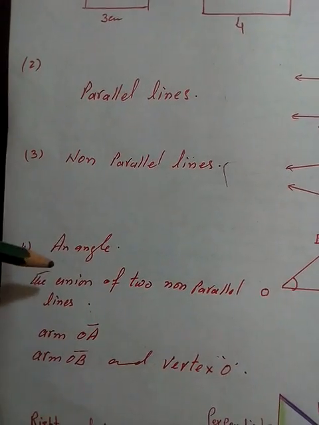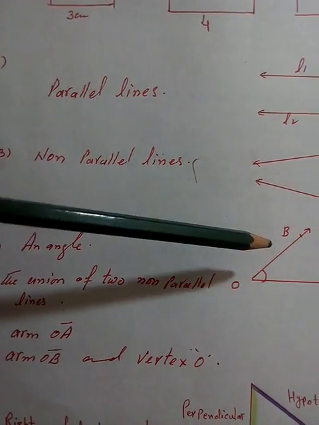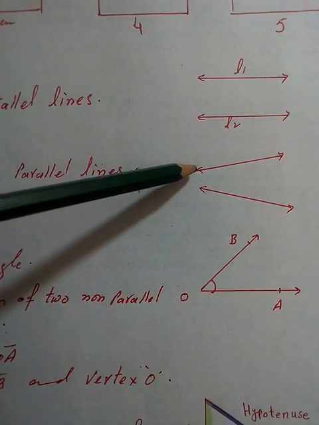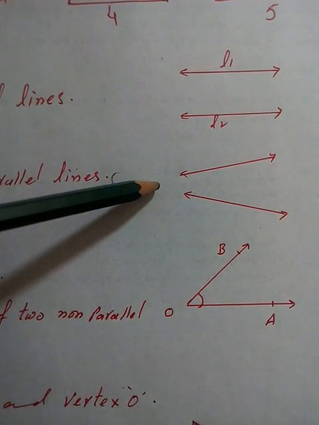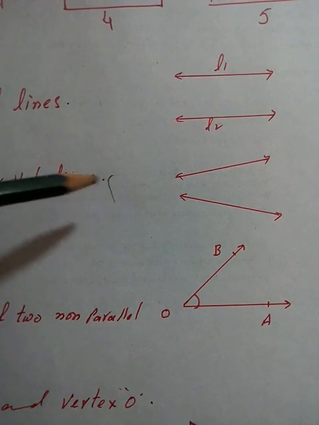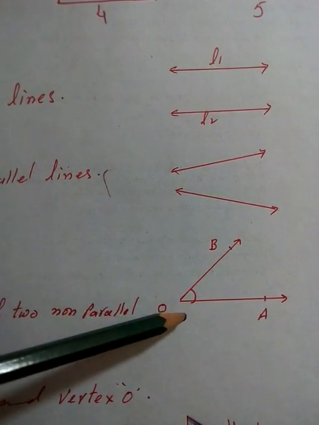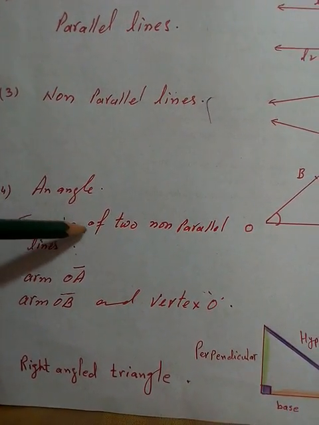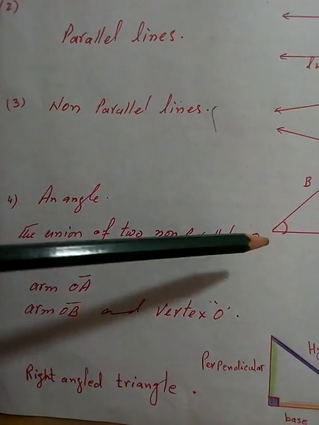Next is an angle. Angle is the union of two non-parallel lines. If we extend these two non-parallel lines, definitely they will intersect each other at a point. So that forms an angle. So we can say that an angle is the union of two non-parallel lines.